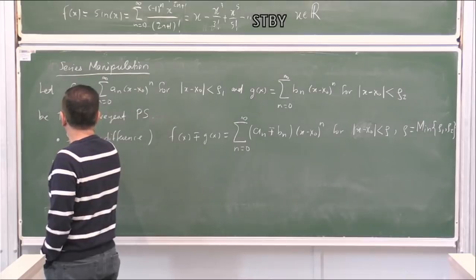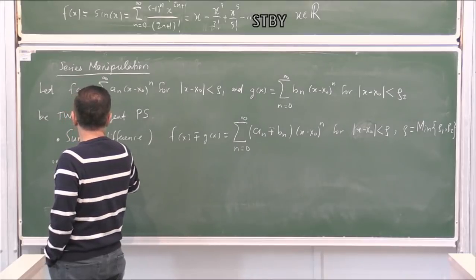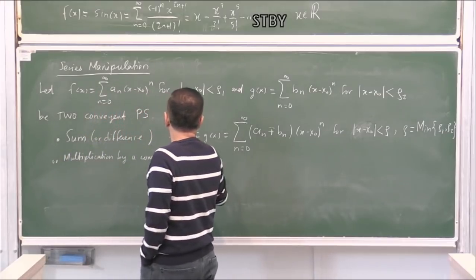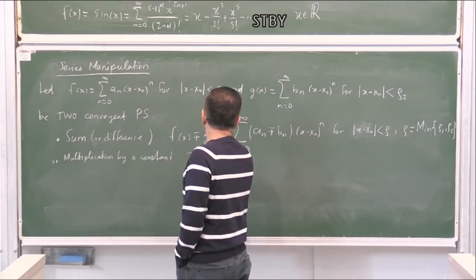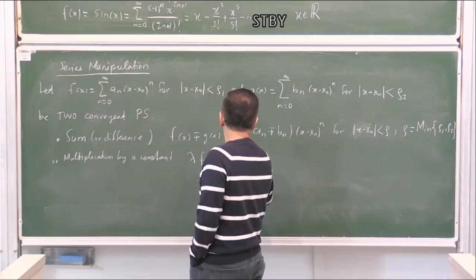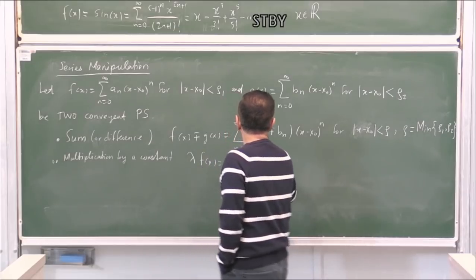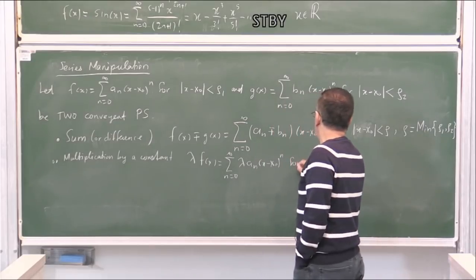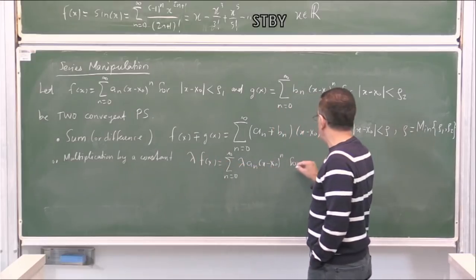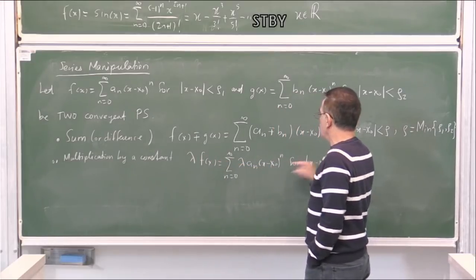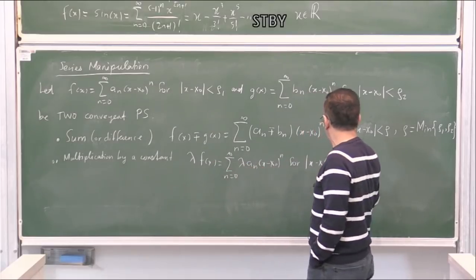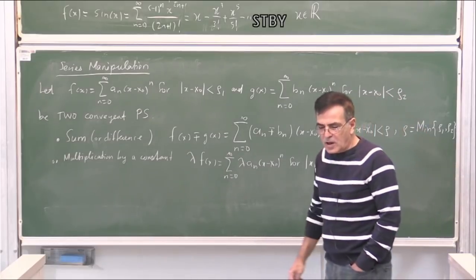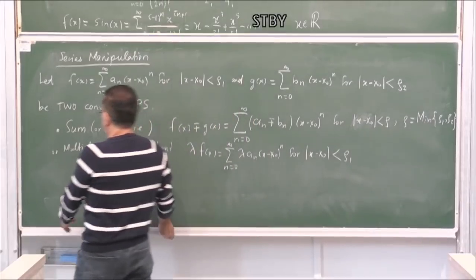Or multiplication by a constant is possible, that is lambda times f of x, the sum of lambda times an times x minus x0 to power n, and multiplying by a constant doesn't change the radius of convergence. So still the resulting series has the radius of convergence rho 1. Okay. Here is an important note.